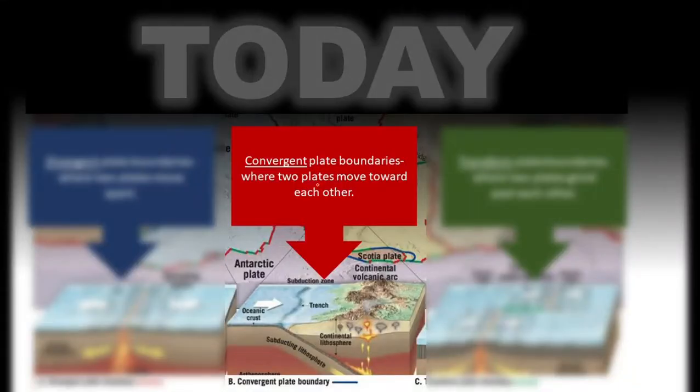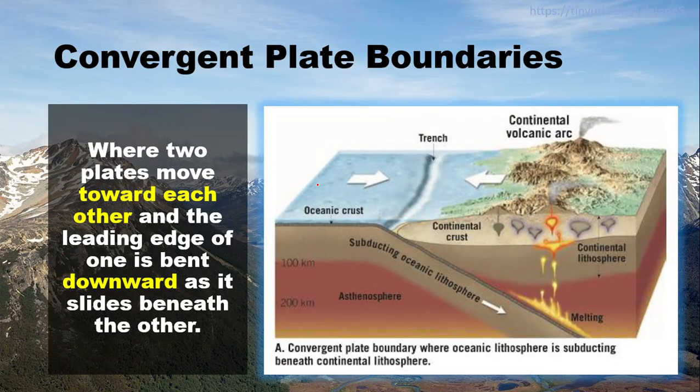All right, so today we're going to first start off by talking about the convergent plate boundaries, these places where 2 plates are moving toward each other and something's got to give. If 2 plates are moving toward each other, and the leading edge of one is going to have, one's got to go under the other one. And so one of the plates is going to be bent downward. It has to slide underneath the other.